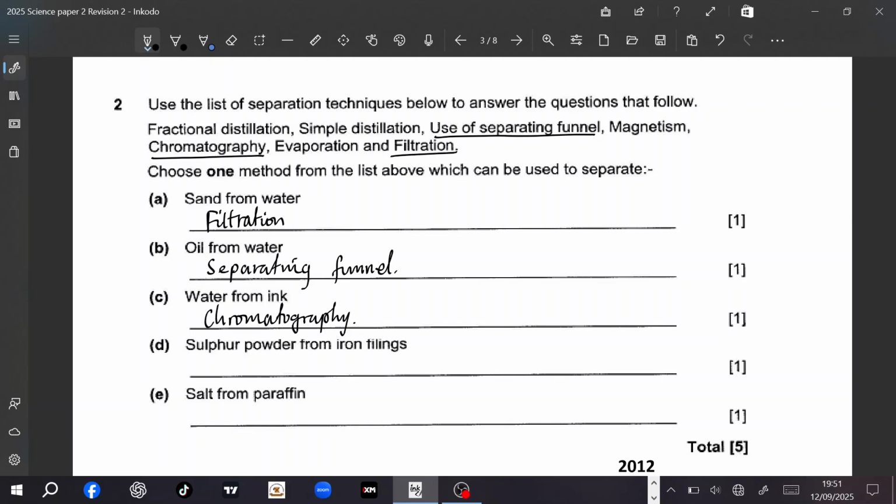Then sulfur powder from iron filings. So sulfur is a nonmetal, iron filings are metals. Some metals like iron are magnetic, so they can be attracted by a magnet, but sulfur is a nonmetal, it cannot be attracted. So the method to use is this one here, magnetism.